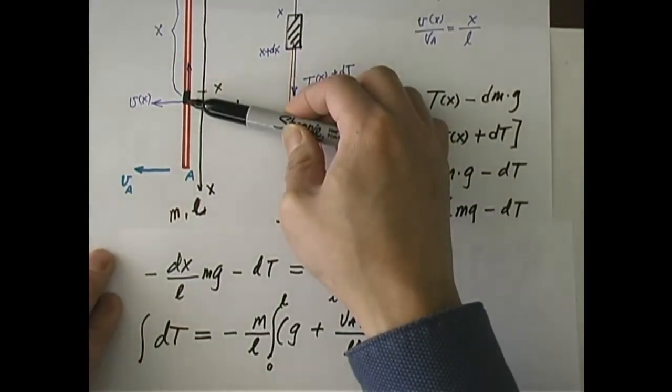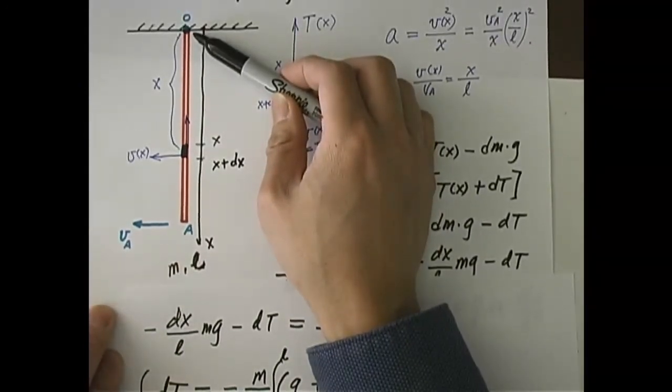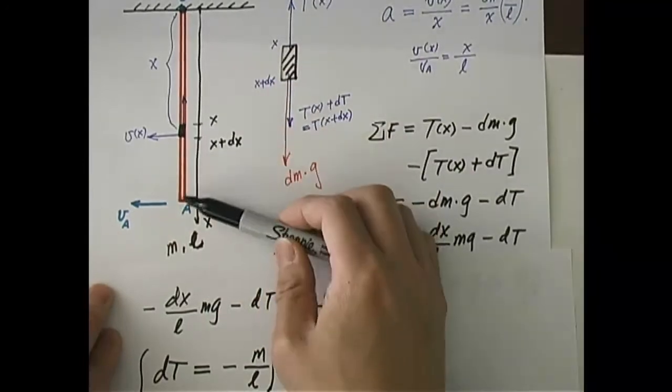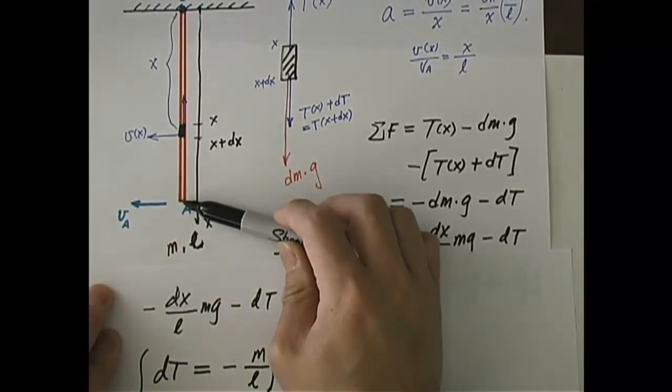But the problem with that is that I don't know exactly what the tension is at the very top. Now what I do know is that the tension here has to be equal to 0, because right at the edge you're not supporting anything. The mass of the edge is 0.